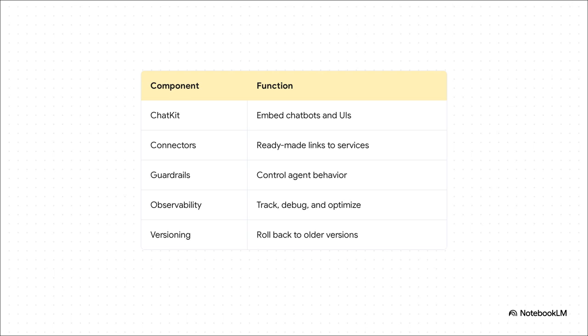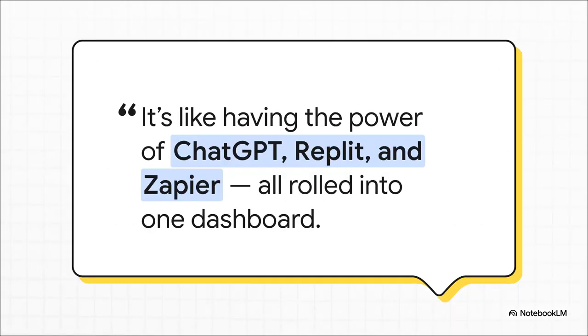It's the whole package. This quote just perfectly captures the scale of what we're talking about here. It's like you're combining the incredible conversational power of ChatGPT, the coding environment of a platform like Replit, and the app automation of a service like Zapier, all in one place. This isn't just an agent builder, it's a complete AI development platform.